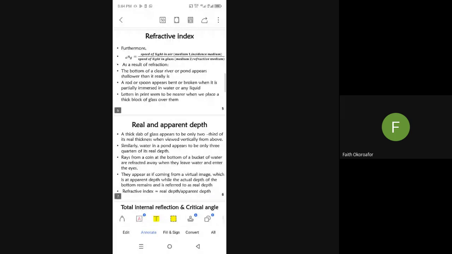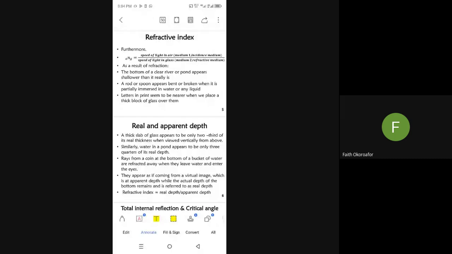Sir, please, I would like to ask you a question on this refractive index. Yes, go ahead. Sir, in our main exam, the OBJ, there was this question. They gave us the refractive index for A, they gave us the velocity for A, and then they gave us the refractive index for B and said that we should find the velocity for B. So how should we have solved it? Which formula should we use? Speed of light in air over speed of light in glass will give you refractive index.